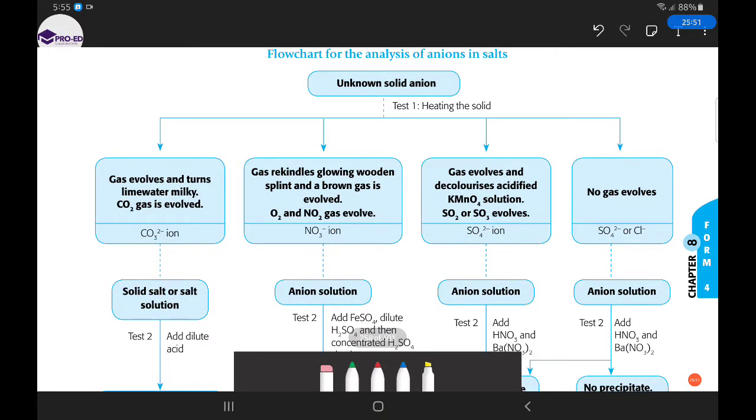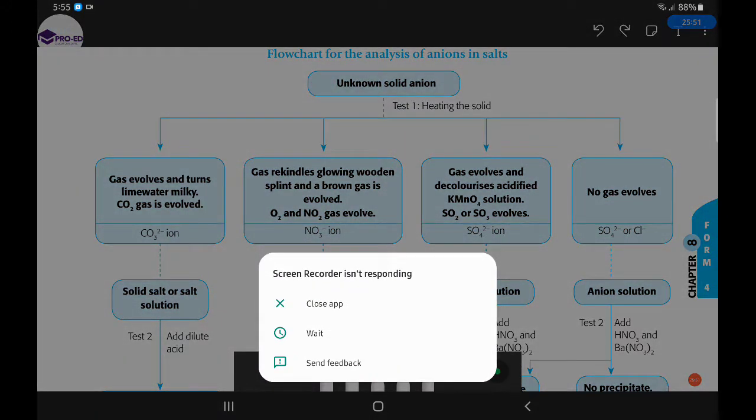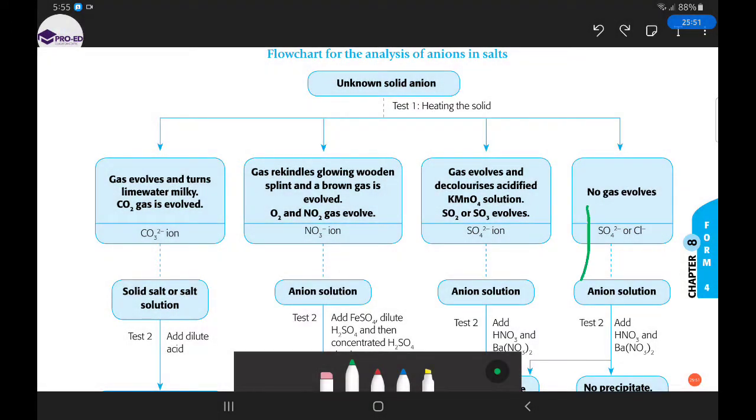So now we can go to the next one: the flow chart for the analysis of anions. This one is very easy. We're practically done with it. At the beginning of 8.2, we learned that if you heat up a particular salt, you do a heating test, and we can see what happens.